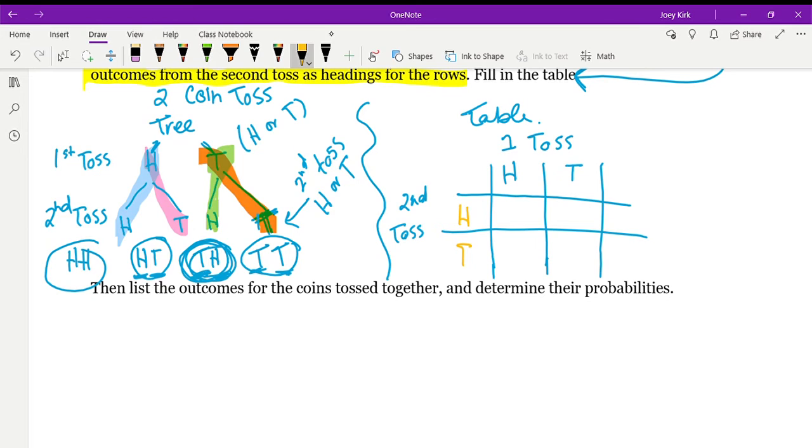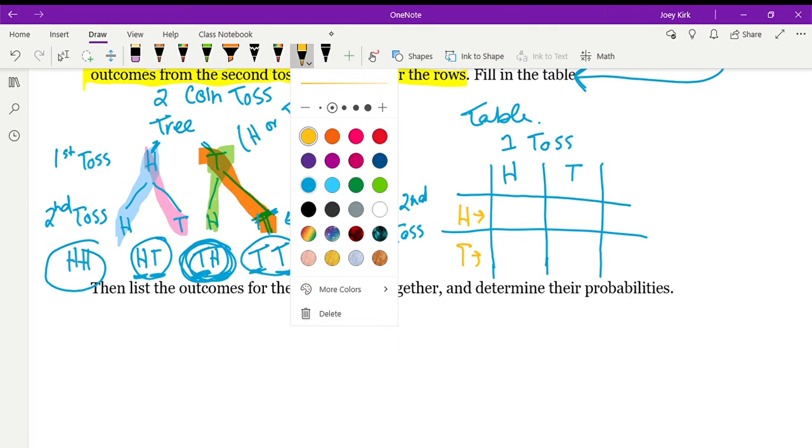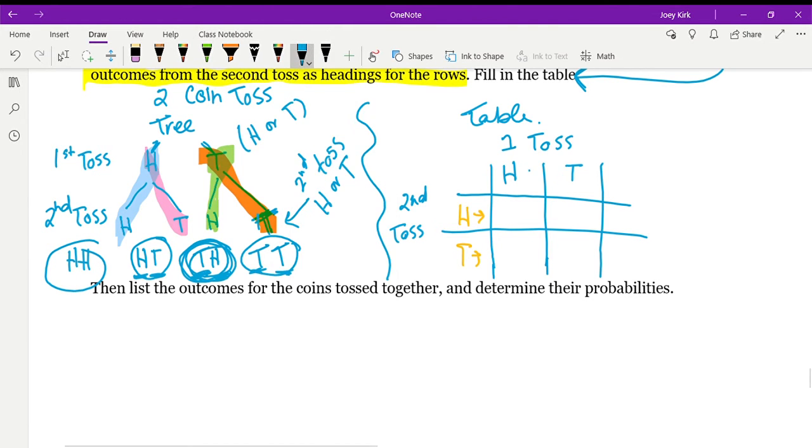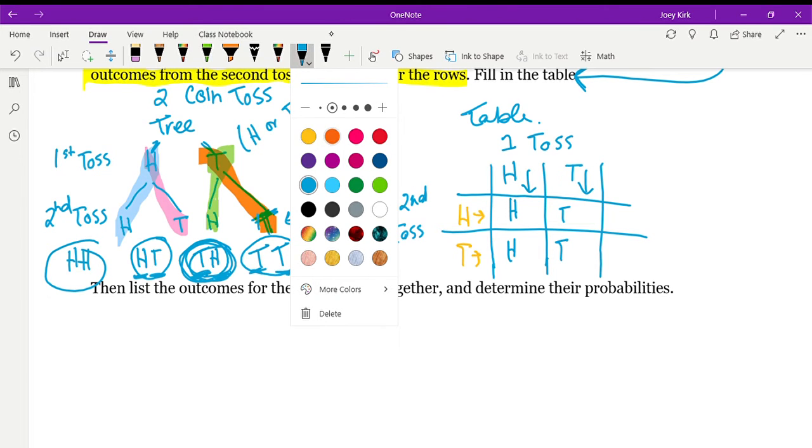So what you're going to do is, for all of your rows, you're going to put your heads as a possible outcome. Sorry, we should do the first. I'm sorry, guys. So for your first toss, for all of the columns, we should do the first toss first. I'm getting backwards here right now. For the first toss, you got to fill in heads, right, or tails. And then for the second toss, you fill in horizontally across the rows.